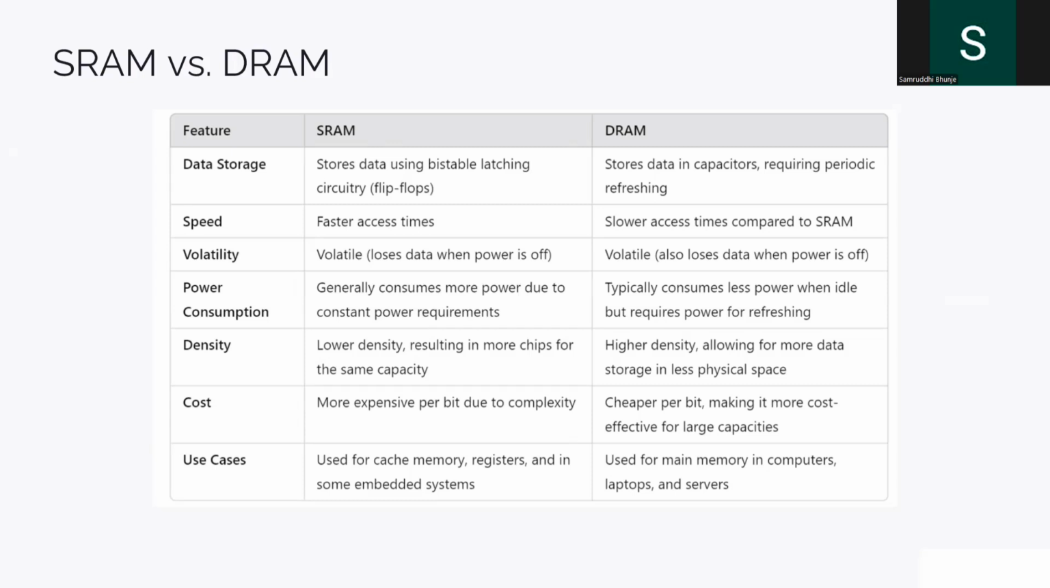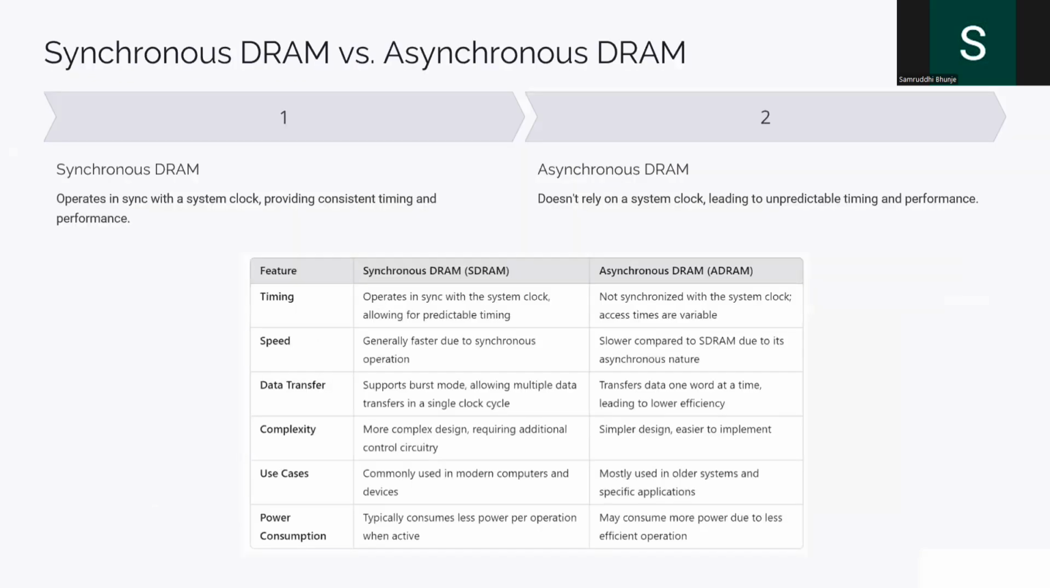So here in SRAM there are 6 transistors, so the cost is more and the speed is faster. But in DRAM, there is only one transistor and one capacitor. That's why it is cheaper as compared to SRAM. SRAM is used for cache memory, registers, and in embedded systems. DRAM is mainly used for main memory in computers, laptops, and servers.